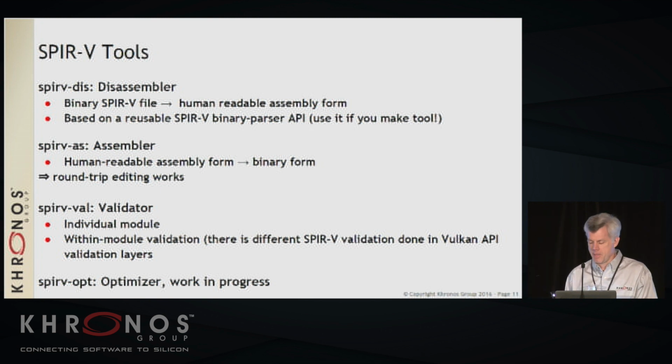The validator is made for validating what's within a single module. There's another validator that gets used in the API, the layers validation, that can look at a module and how it interacts with the rest of the pipeline and do interface validation. But this validator is just the validator for what's inside of a module. And there's a lot of validation you can do in there. It's probably checking about half the things that need to be checked. It's a work in progress, and the other half are underway to get done.